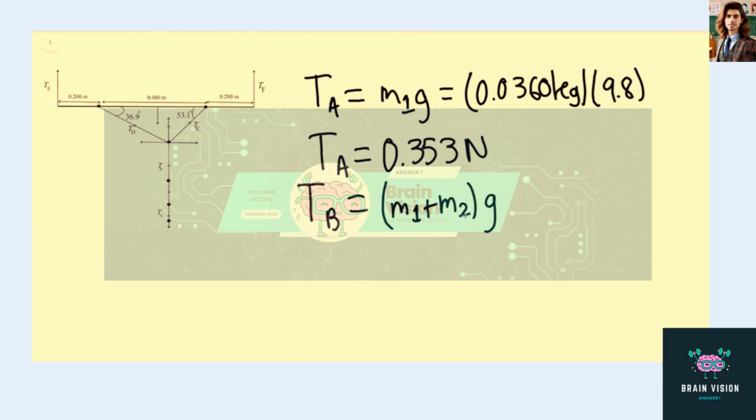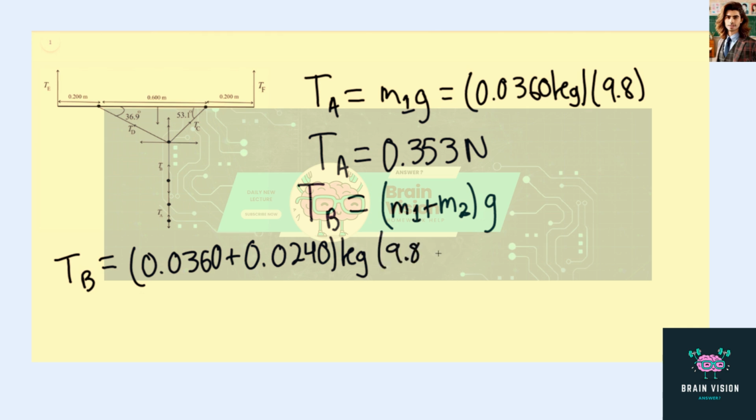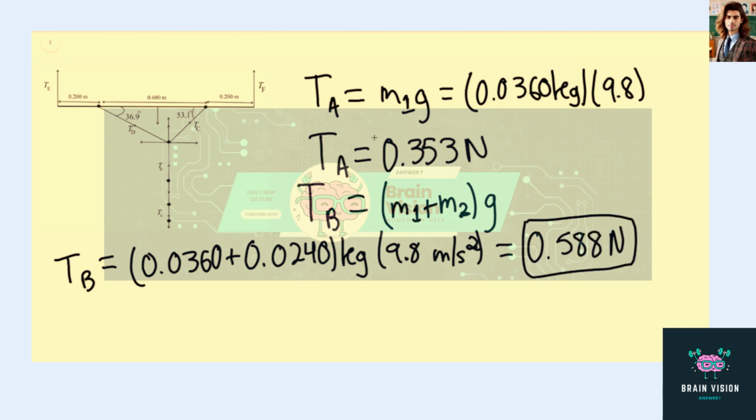Now the tension in B would be equal to both the masses, so m1 plus m2 times gravity. So again, just the weight. However, now there's two masses. So tension sub B would be equal to 0.0360 plus 0.0240. This is kilograms, and times again 9.8 meters per second squared. We find that the tension force of tension sub B would be equal to 0.588 newtons.